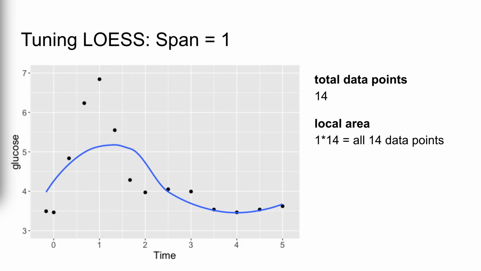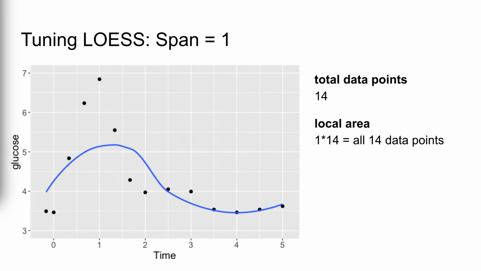And of course, we can take this too far. If we use a span of 1, or 100% of the data points in our local regression models, we'll begin to ignore the local trends entirely in favor of the general or global trends. Considering that we're using all 14 data points and simple linear regression models within each local area, you might have expected the resulting LOESS to be a straight line, not a curvy model as we observe here.